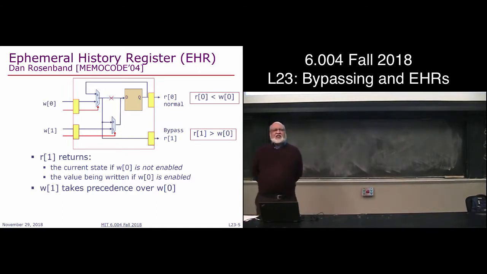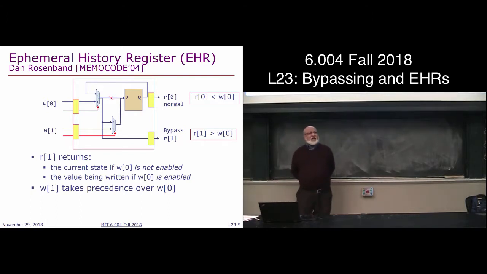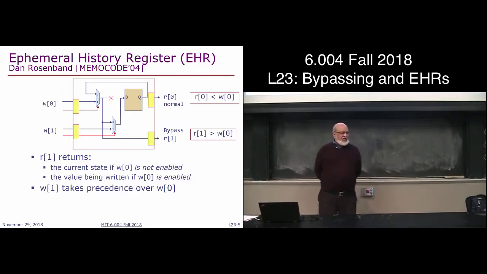Suppose W1 is enabled, then what will happen? I keep jumping. Suppose W0 is enabled. What will you see? The new value at the other one? So R0 will still see the old value. R1 will see the new value that is coming in. And what will I see in the next cycle? The same value that you just wrote. W0 is what will be visible in the next cycle.